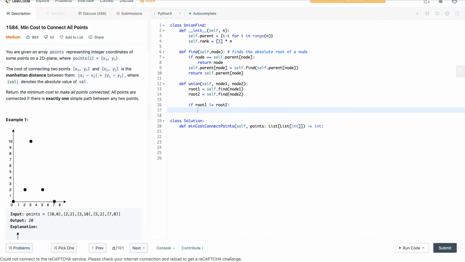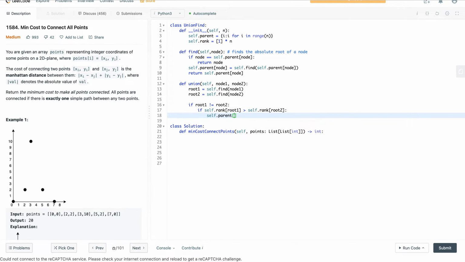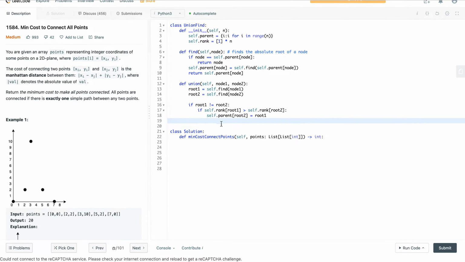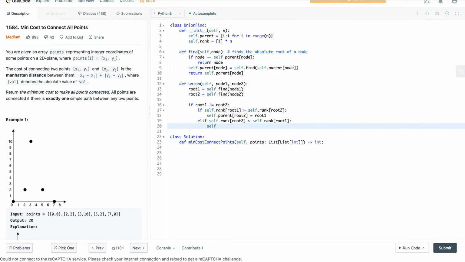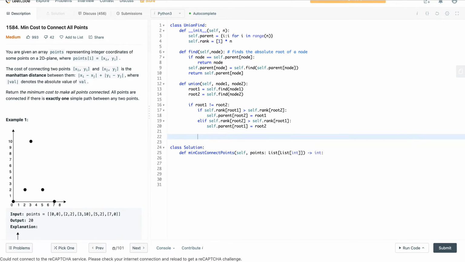So if self.rank[root1] is greater than self.rank[root2], then we just merge, self.parent[root2] = root1. Otherwise, if self.rank[root2] is greater than self.rank[root1], then we can merge the opposite, root1 into root2, so root2 is the absolute root.